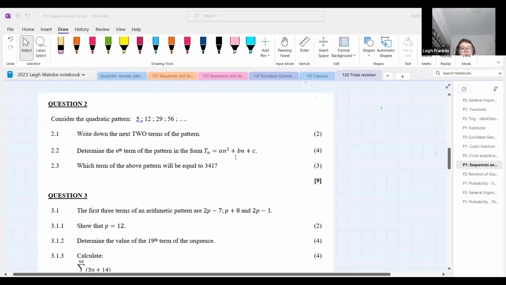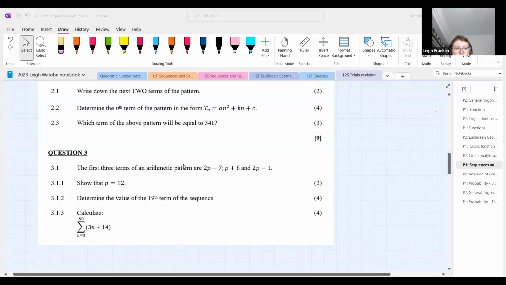The questions on these quadratic patterns are really straightforward. Do you want to do a little bit of revision of quadratic patterns, or can we move on to something a little bit more difficult? How do you feel? Move on. All right, cool. Not a problem. Let's move on.